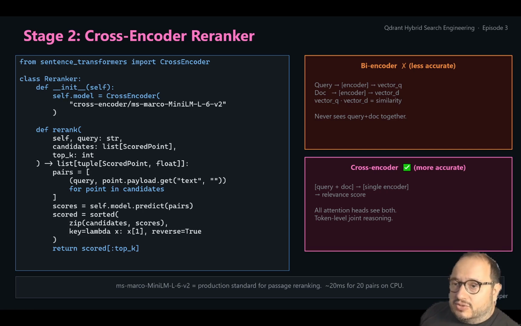You cannot use a cross-encoder to search a million documents directly. It would take minutes. That is why stage 1 exists. Fast candidate retrieval, then precise reranking on a small candidate set.